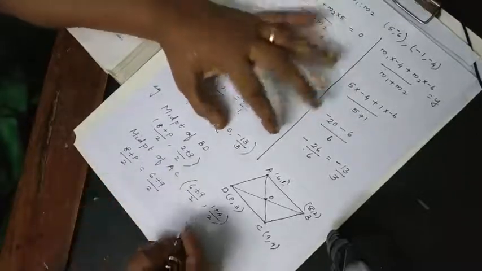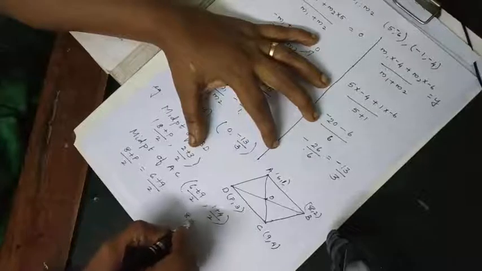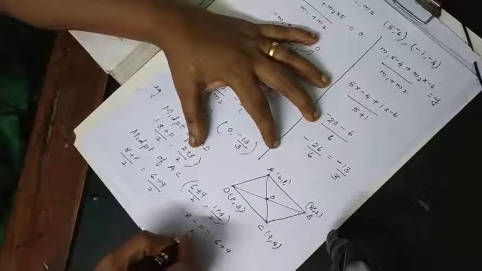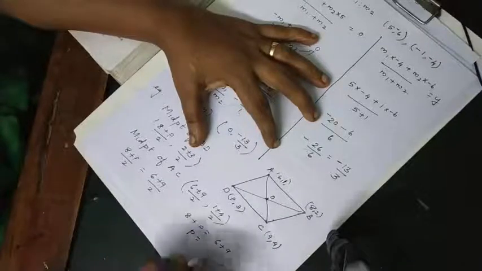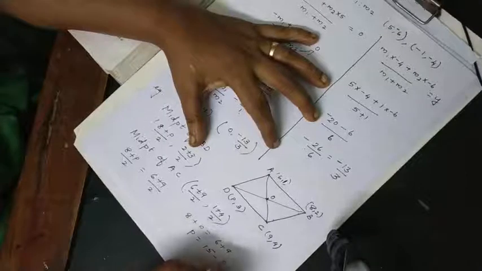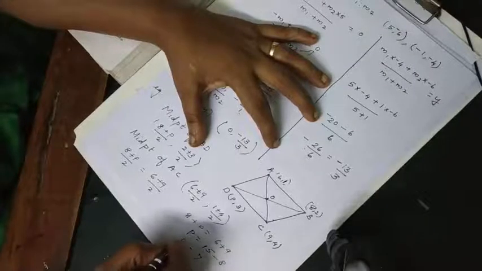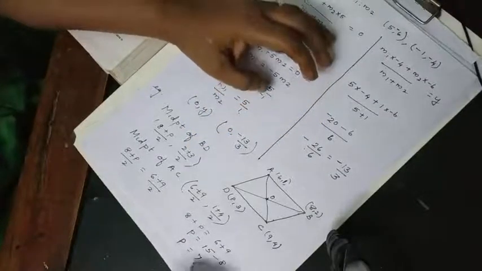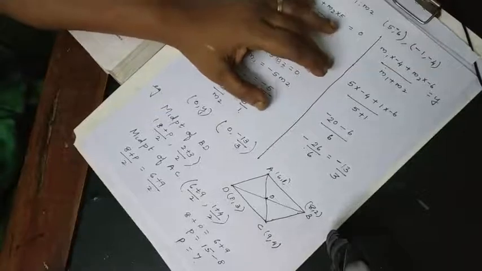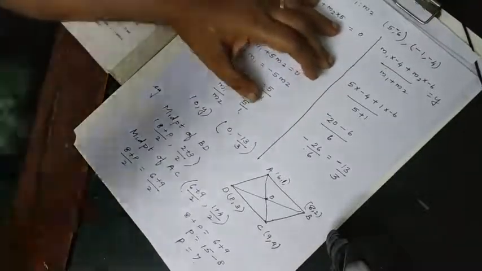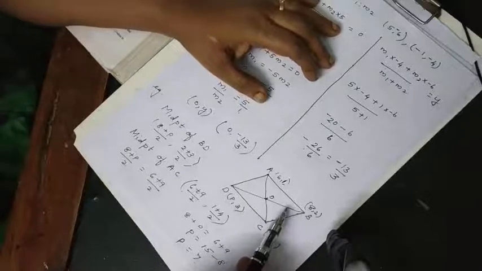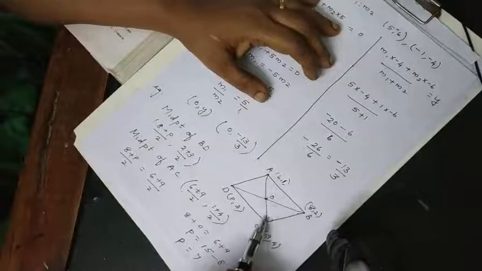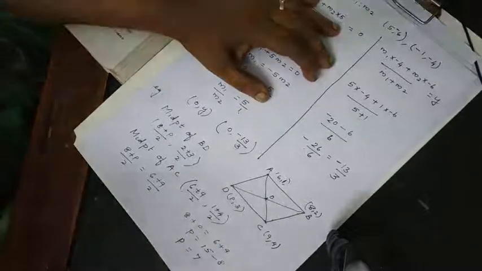So 2 you can cancel that. 8 plus P is equal to 6 plus 9, or P will be equal to 6 plus 9, we know that, 15 minus 8, that is equal to 7. So the value of P is equal to 7. Okay. So which property have we used here? We have used the property that the diagonals bisect each other in a parallelogram.